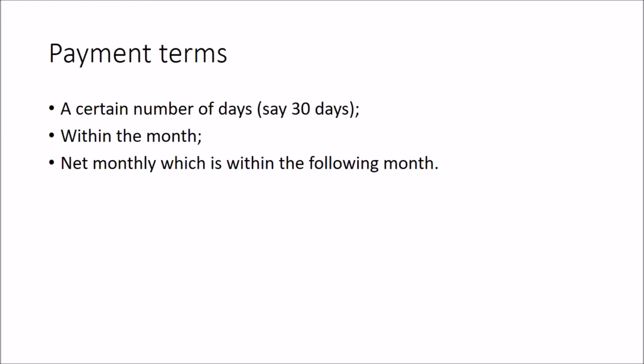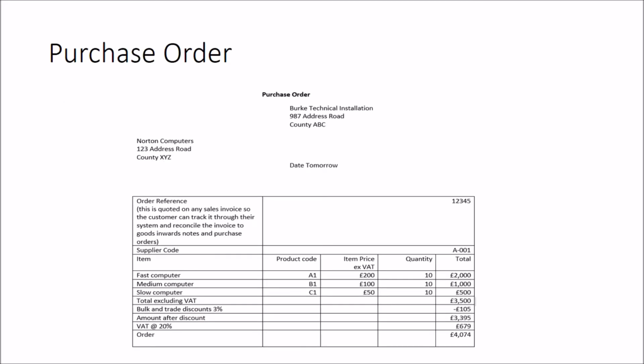So we've got our quotation, and we've done our payment terms. We've agreed what we're going to do, and the seller has negotiated with the buyer what's going to happen. And now we're going to have a formal purchase order.